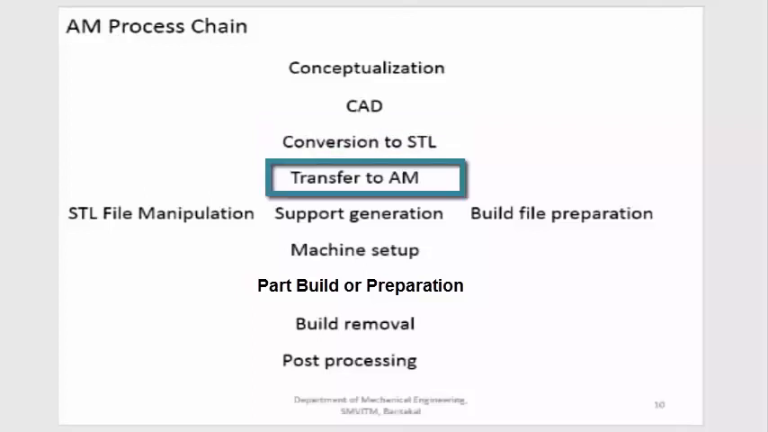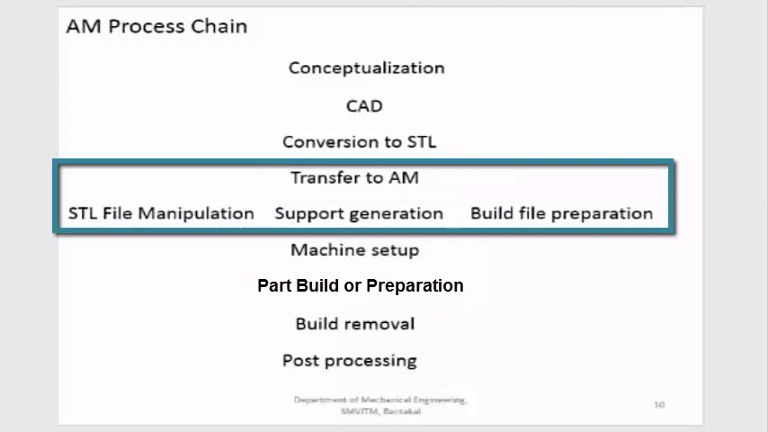So next one is the transfer to additive manufacturing. So once you are having the STL file, that is only about the designing part. Then you have to do a lot of extra activities, like you are dividing the component into layers. You have to decide how you are going to print, what is the position in which you are printing, what will be the material, what are the parameters at which you are doing the manufacturing. All these things have to be decided. So that is what we say as the transfer to additive manufacturing.